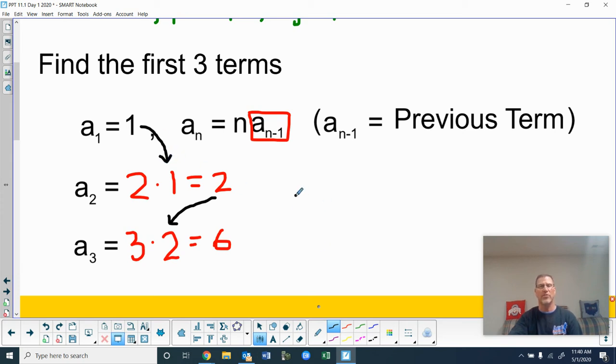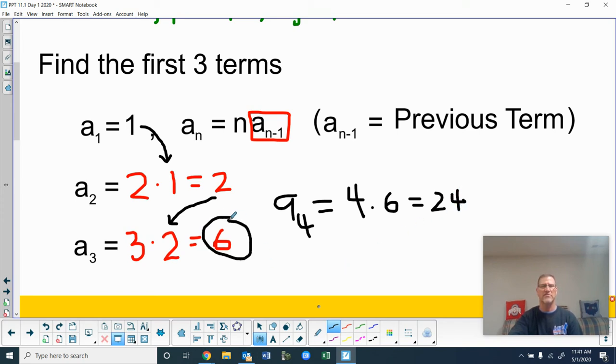So if I had to do the fourth, a4, ooh, that's ugly. All right, n would be 4 times the previous term, 6. So the fourth term would be 24 if you had to find it. Just trying to get you to understand. Once you get the hang of this, it's pretty easy. So the previous term goes in for the a sub n minus 1.